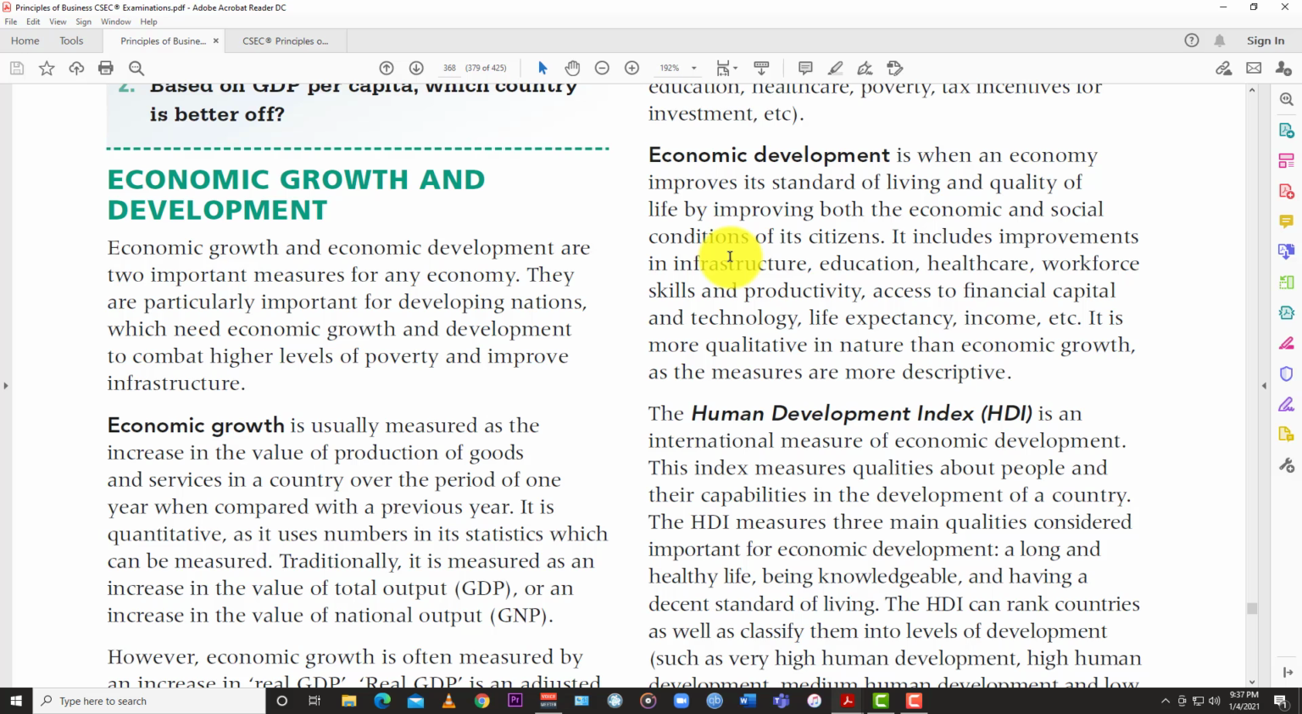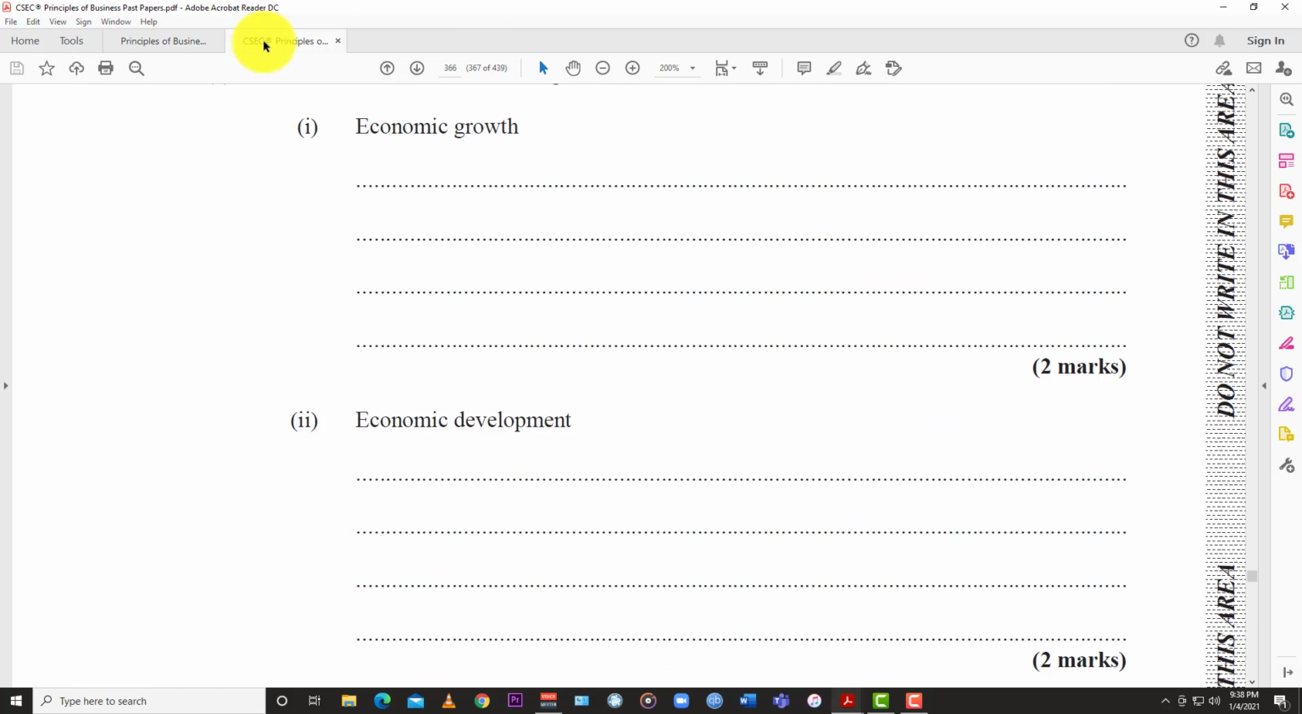So we're talking about development being more qualitative, so there's a change in the quality of life, and that's normally reflected in improvement in economic and social conditions. So all of a sudden you can afford more things, you have better health care, better education, all kinds of things. So that's the definition for economic development, where there is an improvement in the standard of living and the quality of life in the economy.